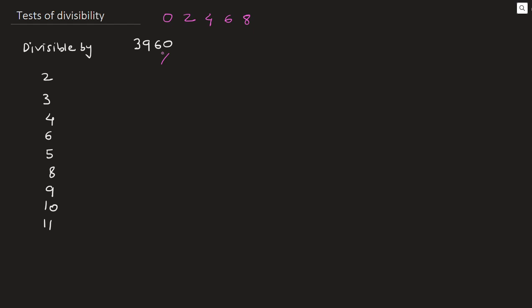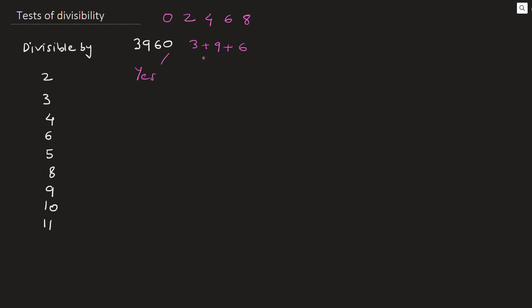For 3960, the digit in the units place is 0. So it is divisible by 2. Yes, it is divisible by 2. Then is it divisible by 3? Again, I have to sum up the digits in this number. So the digits are 3, 9 and 6. I make the sum of those digits.